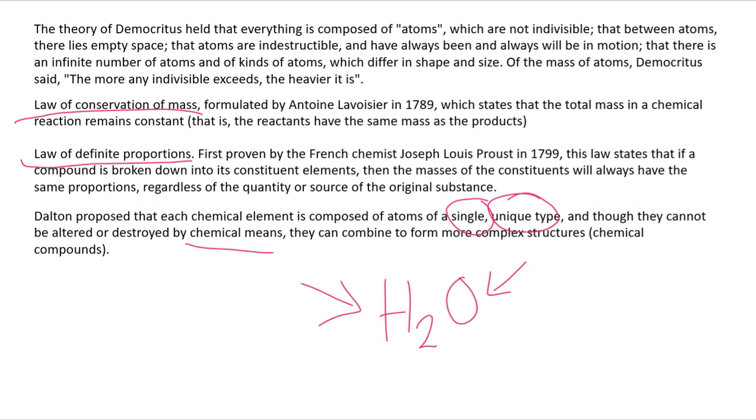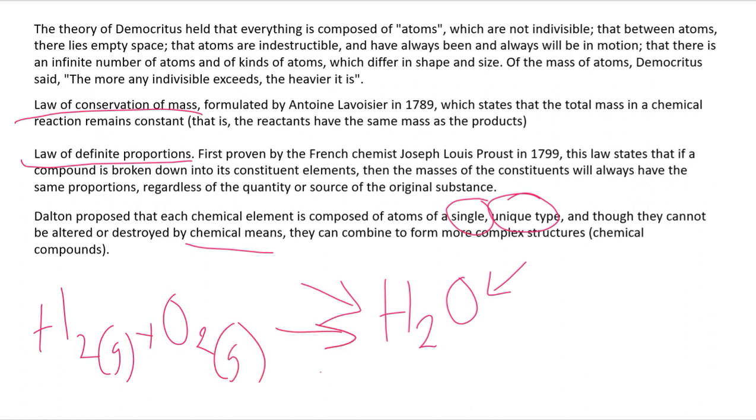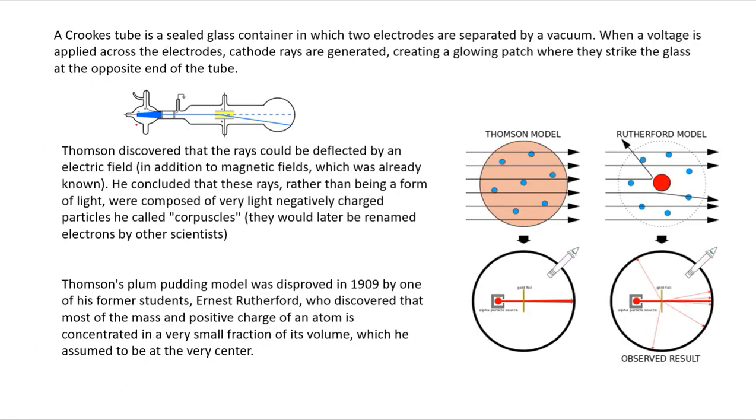What are chemical compounds? Hydrogen gas plus oxygen gas produces water gas. Then the atoms combine in certain proportions to produce more complex structures. Let's continue to the following slide.